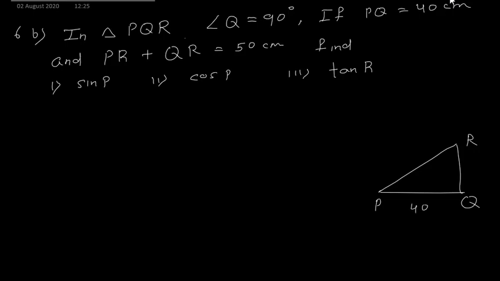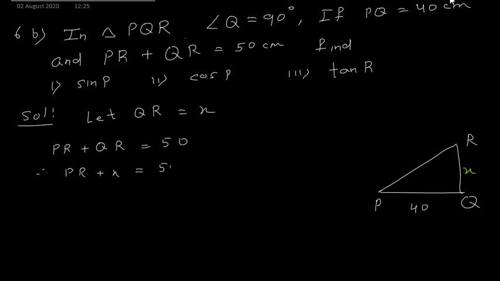So here in solution, again I will say that let this QR be X. So this value of QR is X. Now what is given? PR plus QR equals 50. Therefore PR plus X equals 50. Therefore this value of PR is 50 minus X. So this I can write as 50 minus X. Now here angle Q is 90 degree.